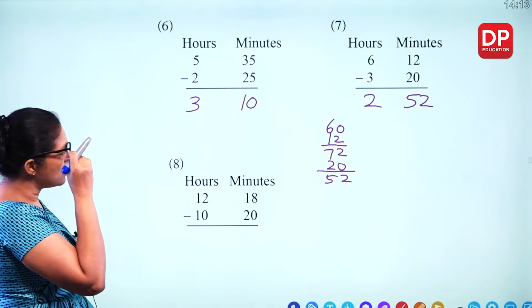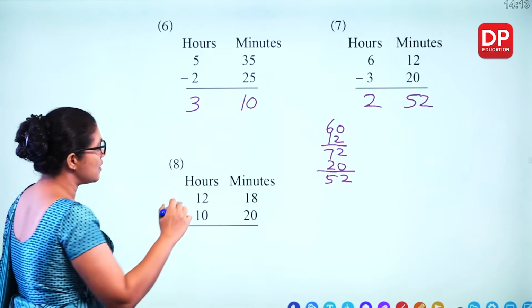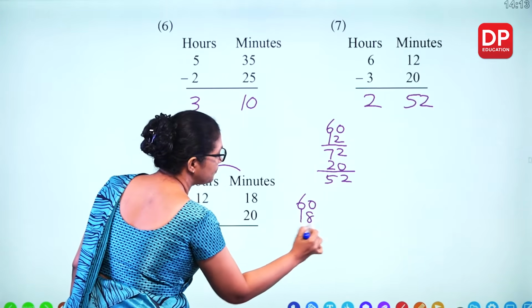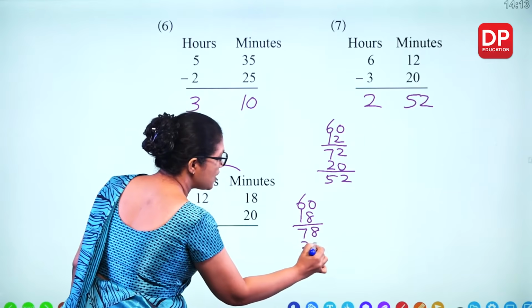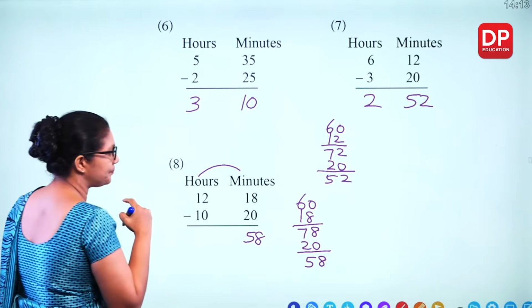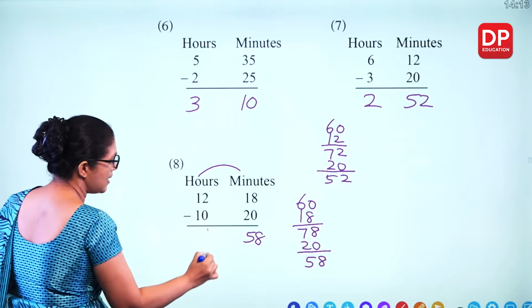This one, hours and minutes. You can't subtract 20 from 18. So you take 1 hour. That means 60. 78 minus 20, you get 58 minutes there. So this becomes 11. 11 minus 10, 1 hour.